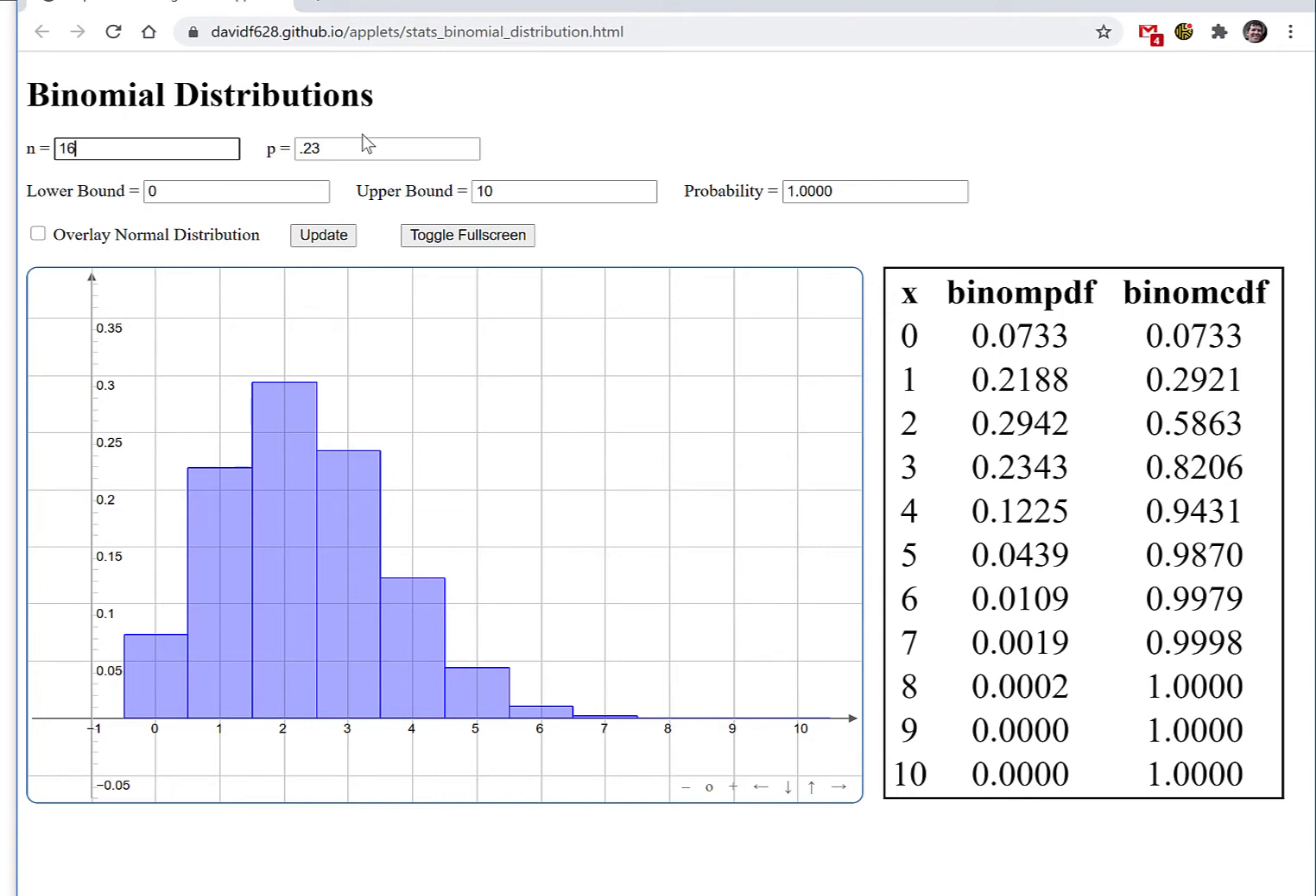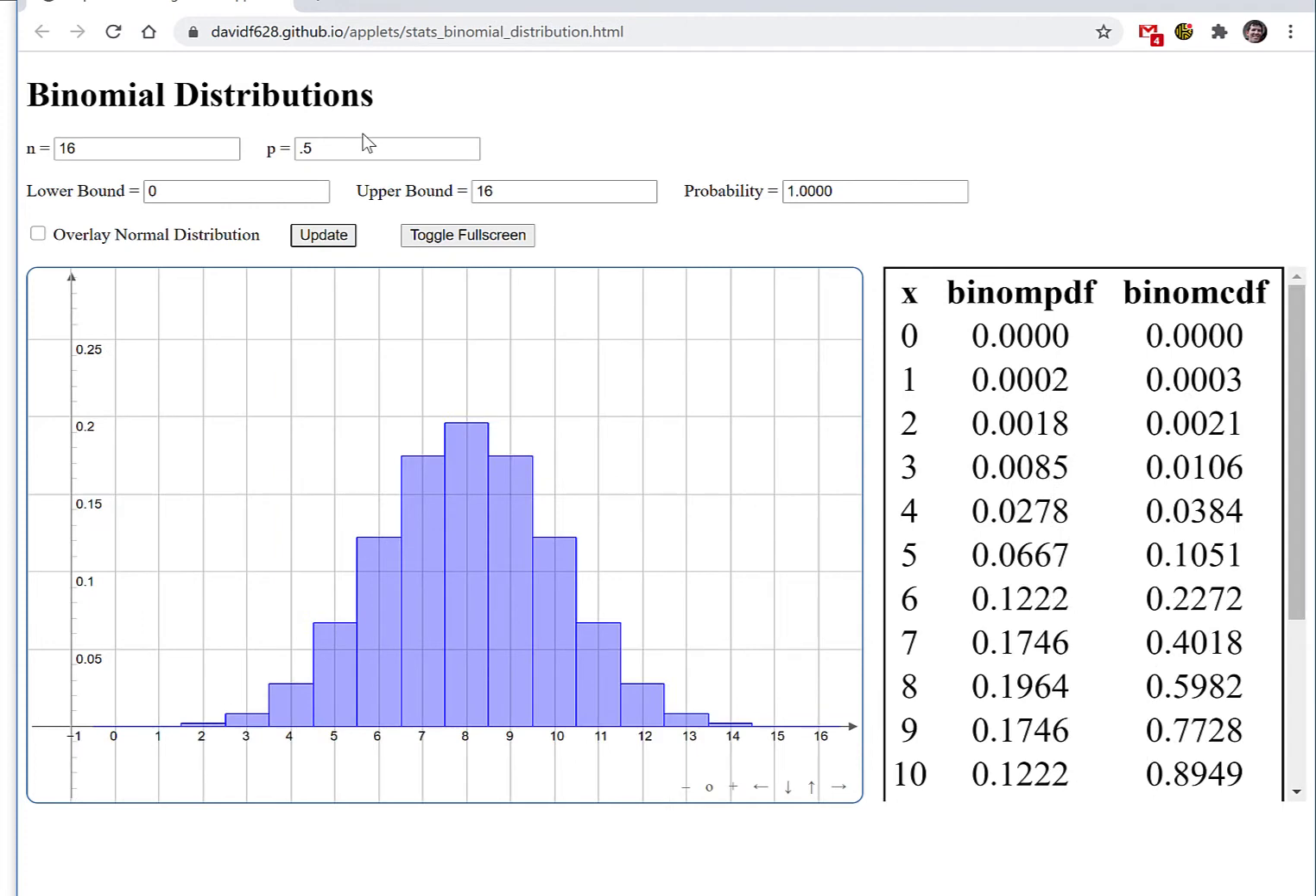So we have 16 trials. Let's switch over to 16 trials, and let me put p as 0.5, and I'll just set all that. There we are. So notice that when I set p as 0.5, this distribution is perfectly symmetric. It looks very much like a bell-shaped distribution.